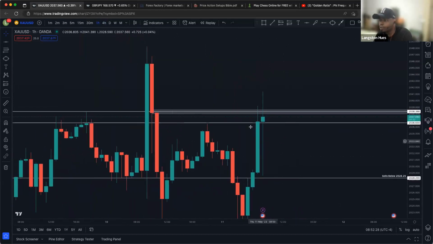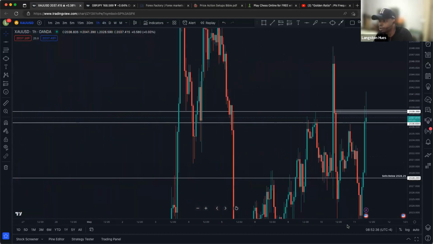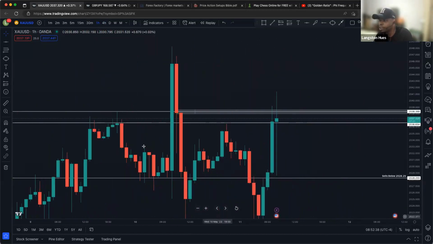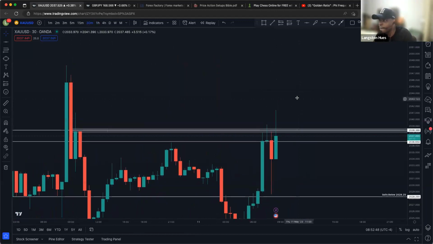So the 1-hour already closed above here. The previous 1-hour looks like it's also going to close above. We'll see. Looks like it's rejecting this level here. I don't know what level this was. How did I get this level? Oh, I adjusted this, I think, from the 30-minute. Yeah, so there's a 30-minute level right here. So we want a closure above that to continue driving up on gold.